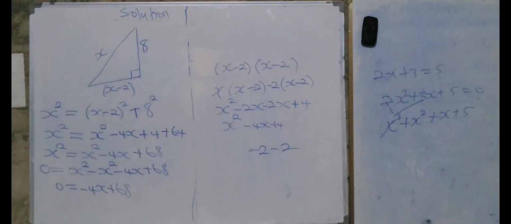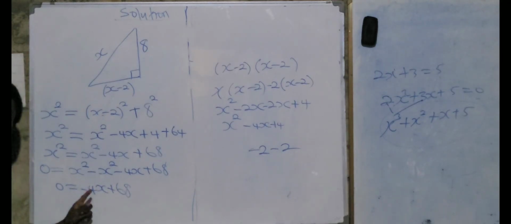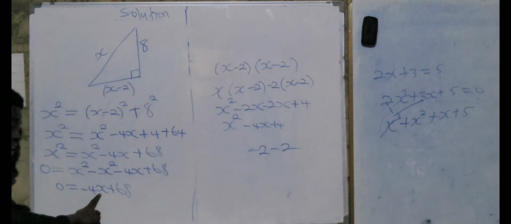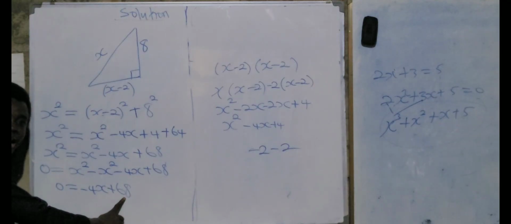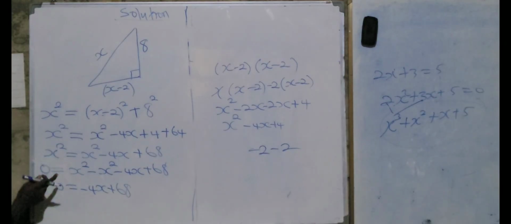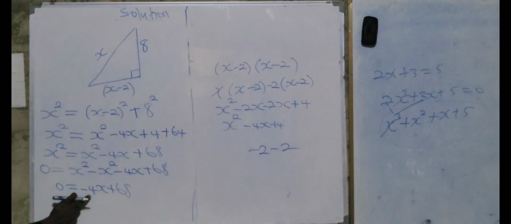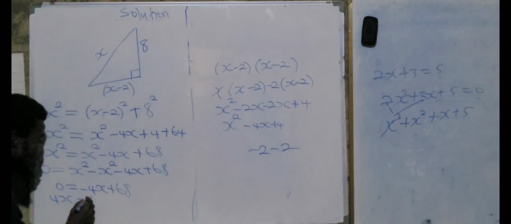We are not going to add these two. Reason being, if we add these two, it means we are not understanding what we are doing. This one has a variable, and this one does not have a variable. It means this one is a constant, right? So if we take this to this side, it becomes positive now. That is 4x is now equal to 68.